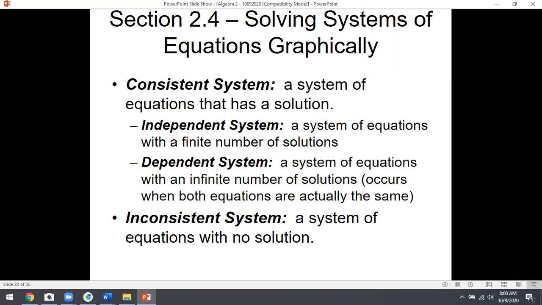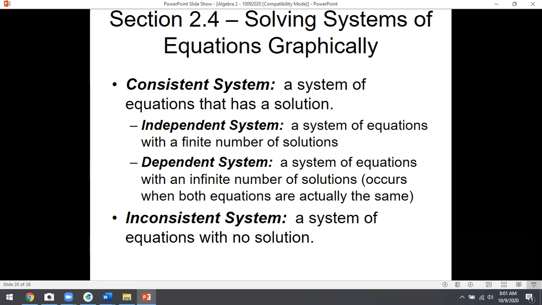This is about how many answers you have. If they cross at a reasonable number of spots, maybe they cross at one place or two places or 20 places, some finite number, some number you could say, it's not infinity, that's independent. Most of your systems will be consistent and independent. Most of the problems we have, you'll get one answer or two answers or something like that.